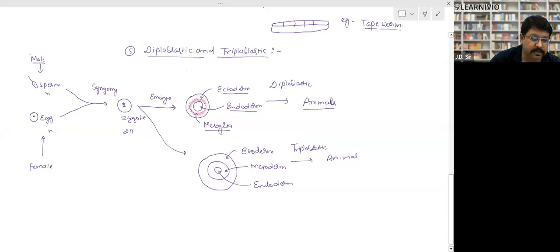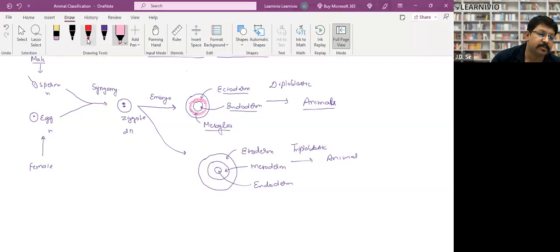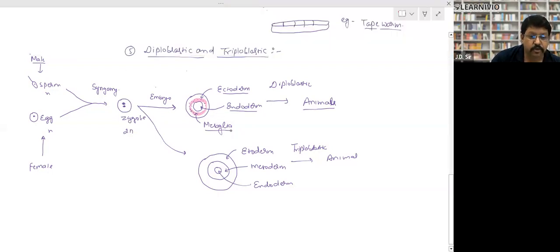There is a single layer between the ectoderm and endoderm. This is called mesoglia. This layer is made up of free cells and is called mesoglia. It is written over here. So this kind of development is called diploblastic.